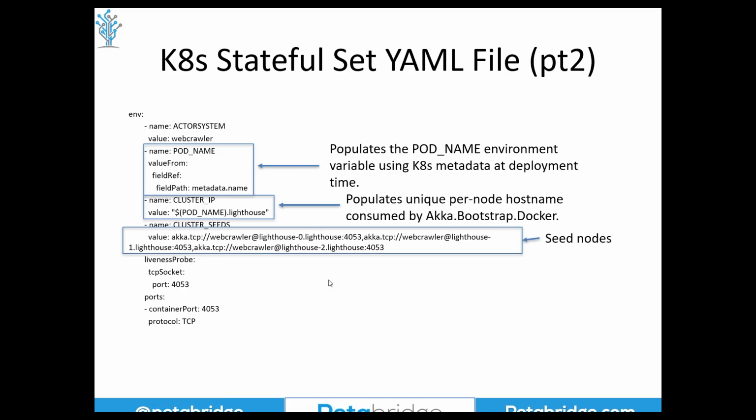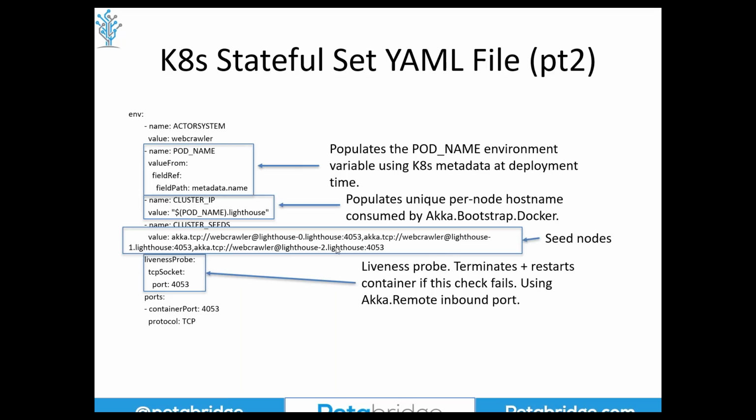And then Pankaj, this is where we specify the seed node configuration on all of our nodes. Since we're expecting at least 3 Lighthouse nodes, here's the full Akka.TCP address that we're going to pass in as an environment variable to our Docker container. It's lighthouse-0.lighthouse on port 4053. And we're going to repeat this for lighthouse-1 and lighthouse-2.